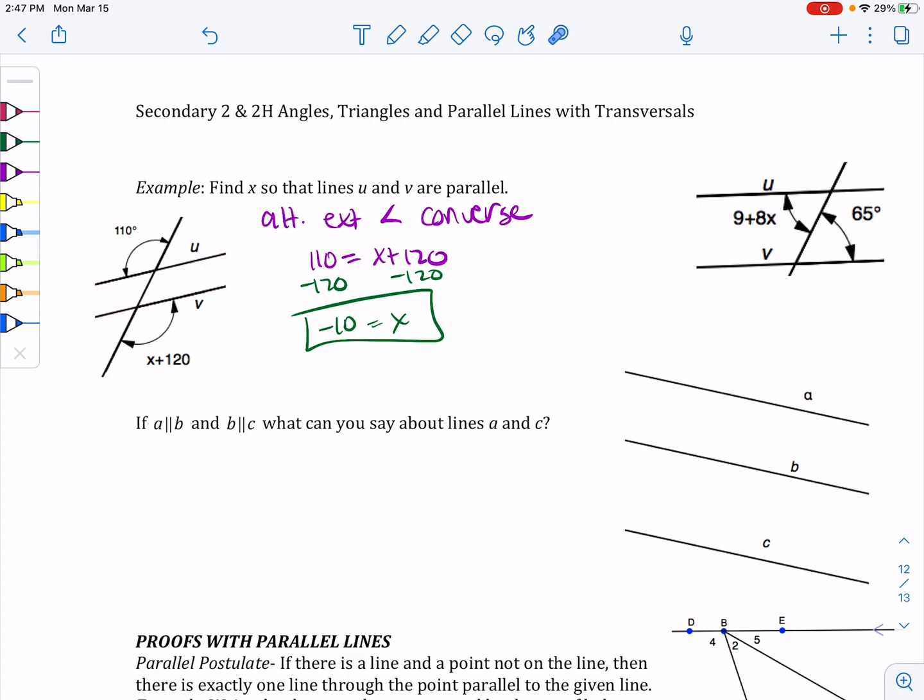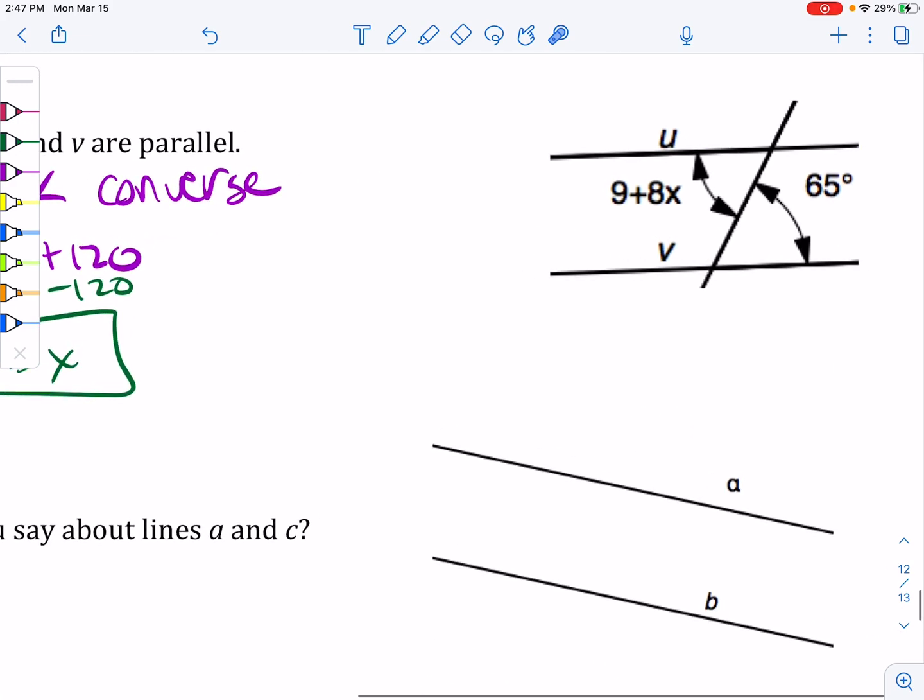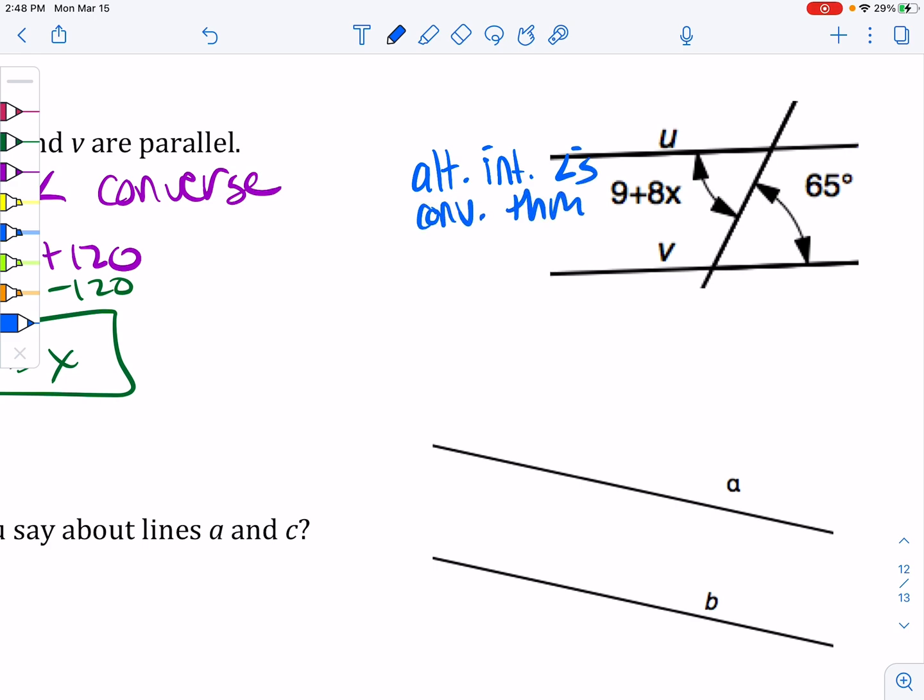If we look at this one over here, we don't know that they're parallel, but we're trying to show that u and v are parallel. So we want these two things. These are alternate interior, so we would use the alternate interior angles converse theorem. We know it's the converse because we're showing that u and v are parallel. So I'd set these two things equal to each other. So I would do 9 plus 8x equals 65.